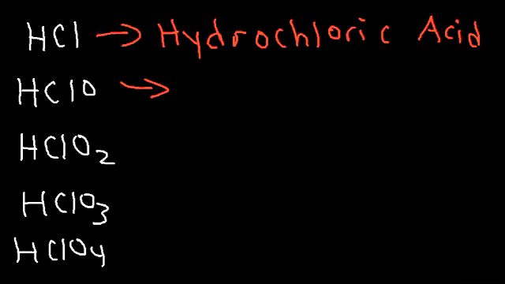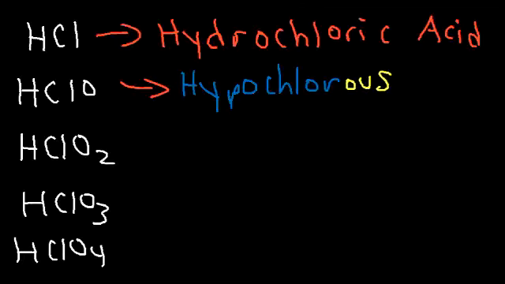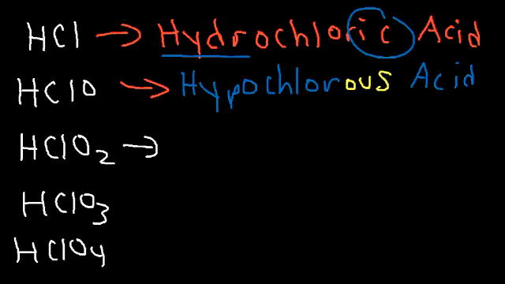HClO: ClO- is hypochlorite. We need to replace the ite with ous, so this is going to be hypochlorous acid. Now what about HClO2? ClO2- is called chlorite. We have to replace the ite with ous, so this is going to be chlorous acid.